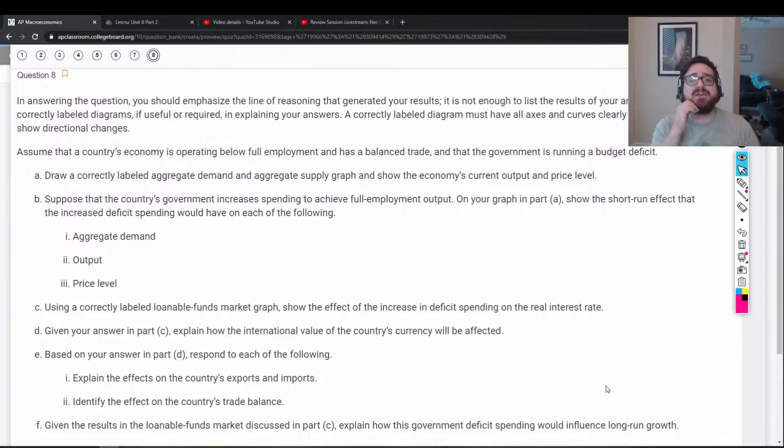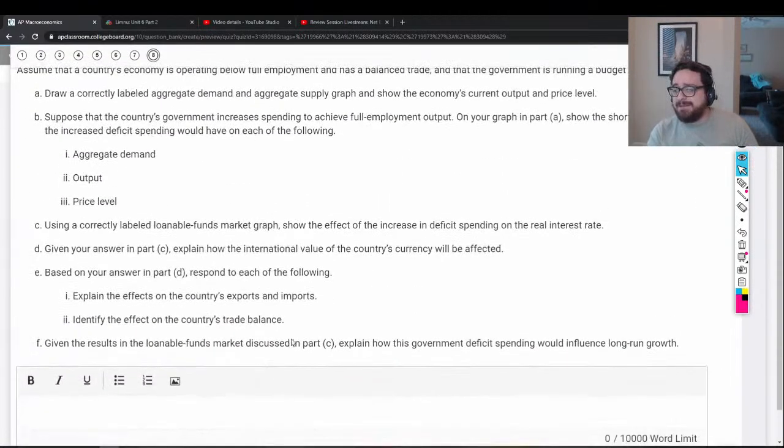That's like when they give you reading time on the AP exam, that's what you should be looking for. It's like, what kind of things are they asking me about? They're asking me about aggregate demand supply graph. Easy, I can deal with that. Asking about loanable funds market graph. Okay. Asking me about the value of the currency. That means they're asking about the Forex, even if it doesn't tell me to draw a Forex market graph, which it doesn't. It's still asking about it.